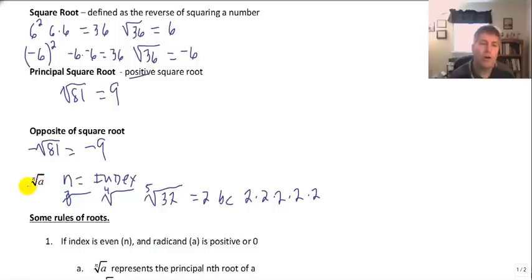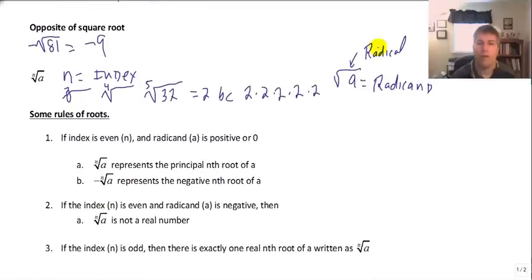Now, the symbol with the bar, that's the radical. Then the number underneath, a, is called the radicand. Okay, so now we have defined everything in our square root, or our roots. So we have the radical, which is the bar, we have the radicand, and then we have the index.